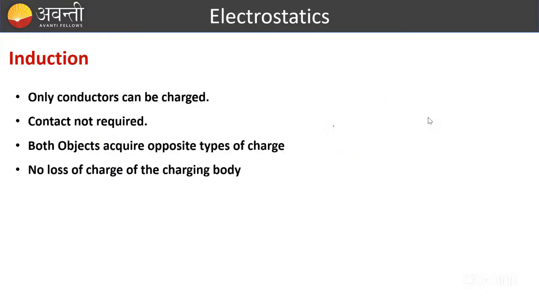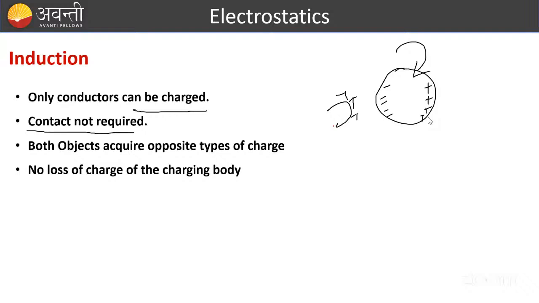Okay, done. So in induction, what we studied is that only conductors can be charged, because only a conductor will have free charges, and then the negative will get attracted towards this end and the positive will get repelled like this. So the whole phenomenon was happening, and it was possible because this green sphere was a conductor. Contact is not required. You saw in the discussion that no contact was maintained, right?